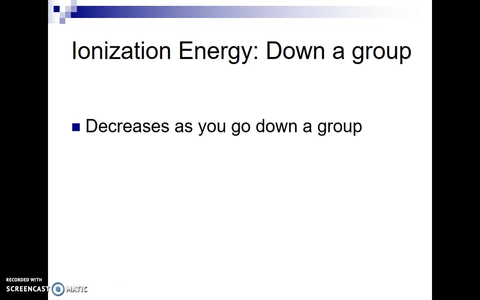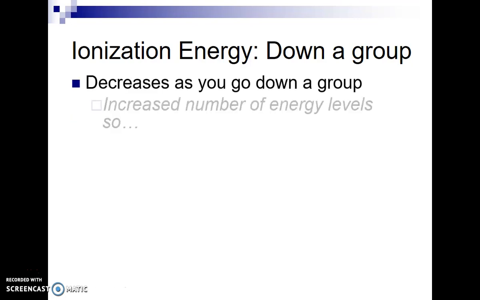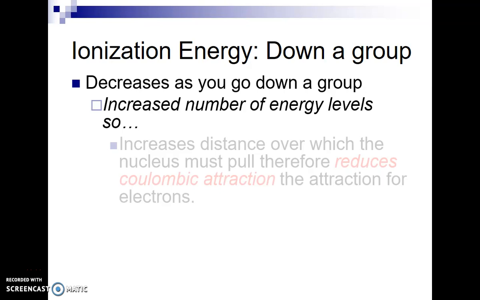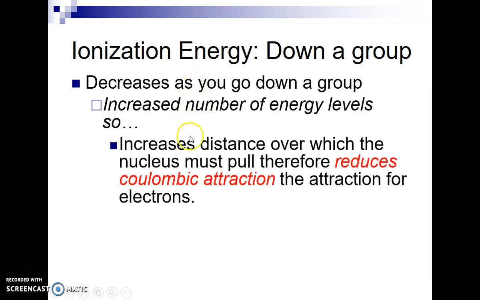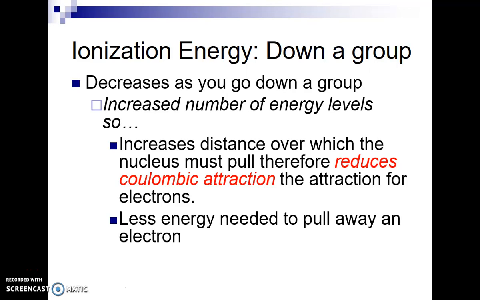Now as you go down a group, once again, there are more energy levels. So the distance between the nucleus and the last energy level is greater. Since the nucleus is further away, the protons have less force on those outer electrons. Again, that reduces the coulombic attraction between the nucleus and those electrons because of the distance. As a result, because those electrons are further away, with less force on them, it's easier to pull away the electron, or less energy is needed to do it. So that's why it decreases.